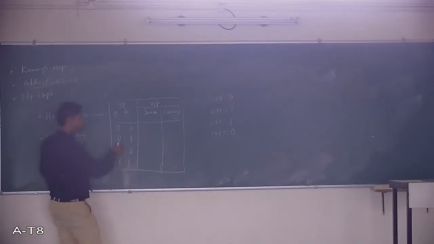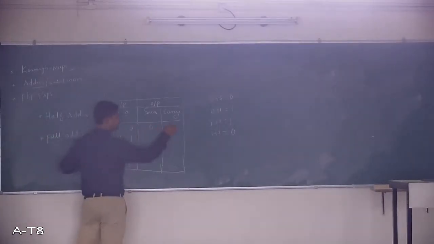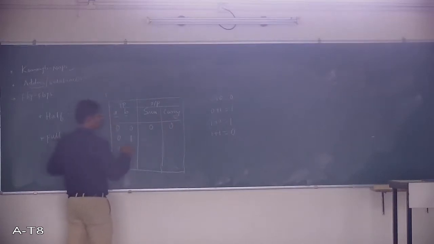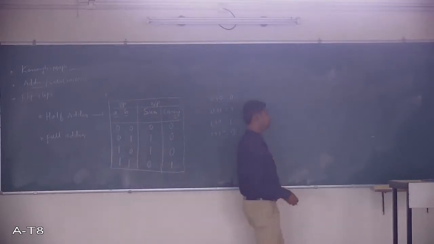0 plus 0, sum is 0, carry is 0. 0 plus 1, sum is 1, carry is 0. 1 plus 0, sum is 1, carry is 0. 1 plus 1, sum is 0, carry is 1. Okay, this is the truth table of half adder.